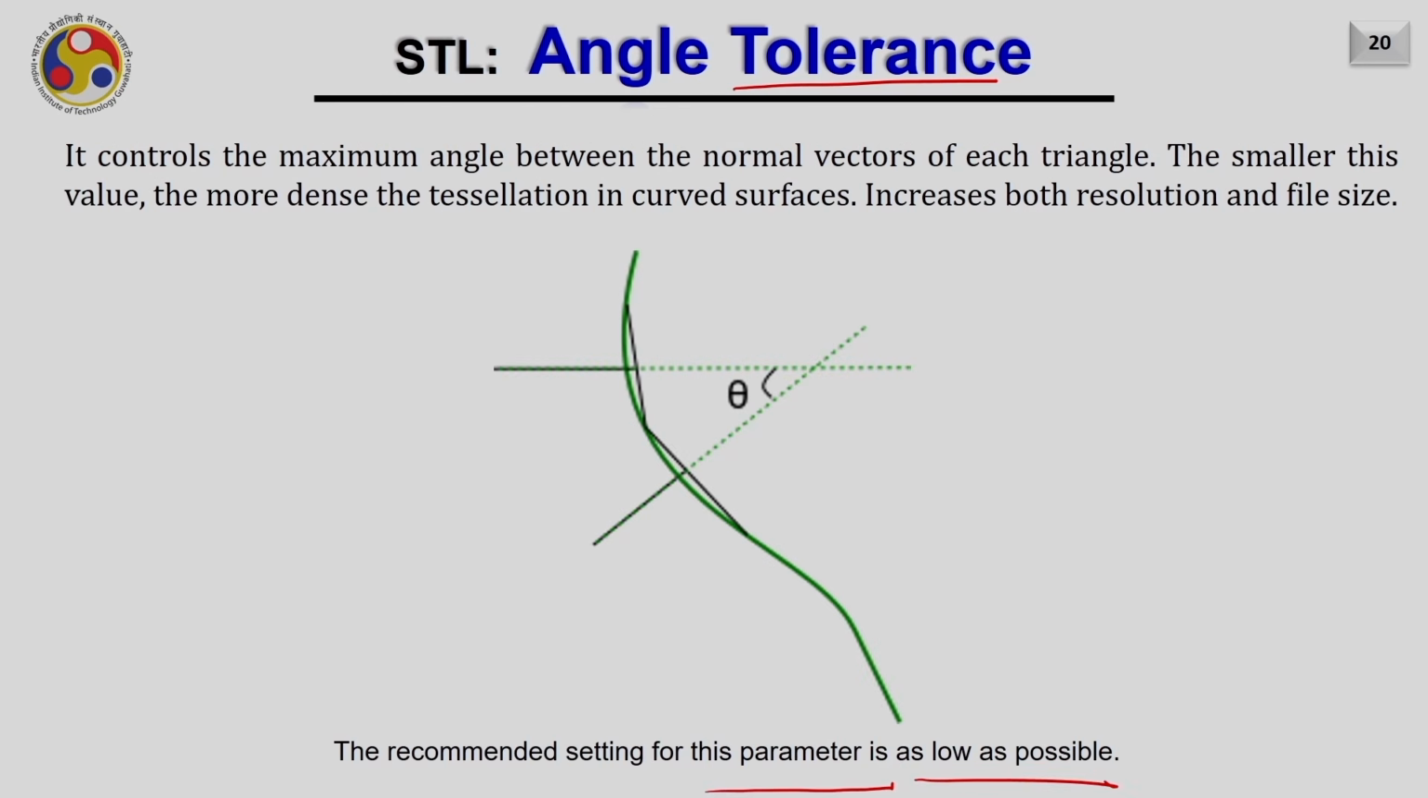Now, let us try to understand what it is. For example, we are representing this curved surface by triangles, and there will be some edges over here, and these are the contact normals on these edges. For example, they are forming a triangle on the bottom side somehow like this. Then the angle between the contact normals of these two triangles is nothing but the angle tolerance. This is theta here.